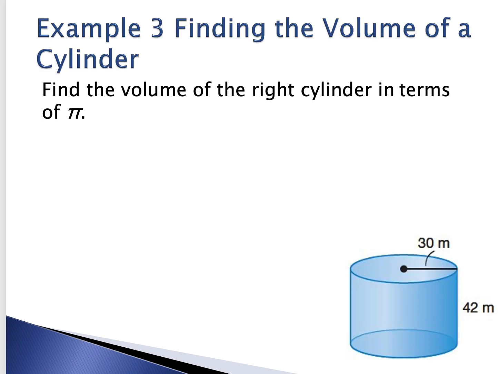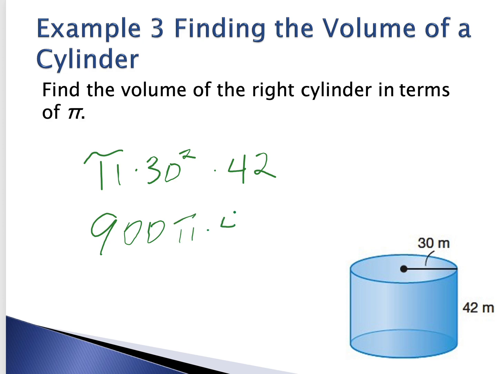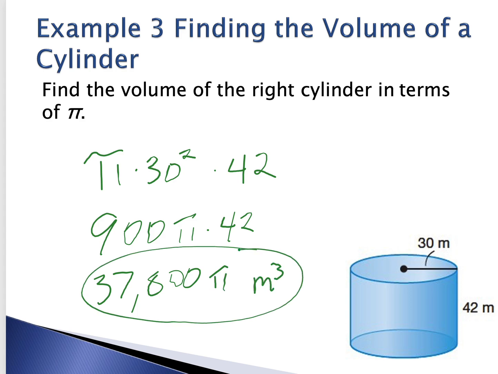So let's take our area of the base, pi times radius squared, in this case our radius is 30, times the height of the cylinder. So we'll have 900 pi times 42, and that's going to come out to be about 37,800 pi. And this time we'll use a cubic measurement since we're talking about volume.